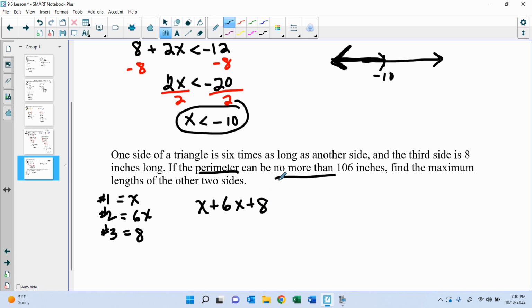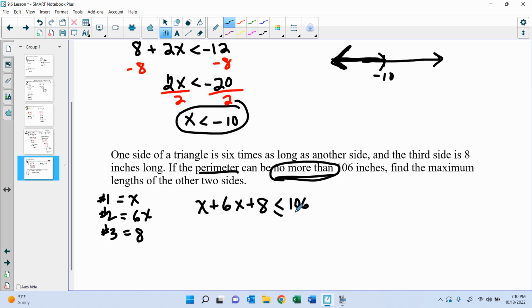Well, what they tell us is it can be no more than, so that means it's less than 106. It can't be more than 106. Now, let's decide if it can be equal to. So it can be 106, it just can't be more. So we're going to put an equal sign there. And then it says find the maximum lengths of the other 2 sides.